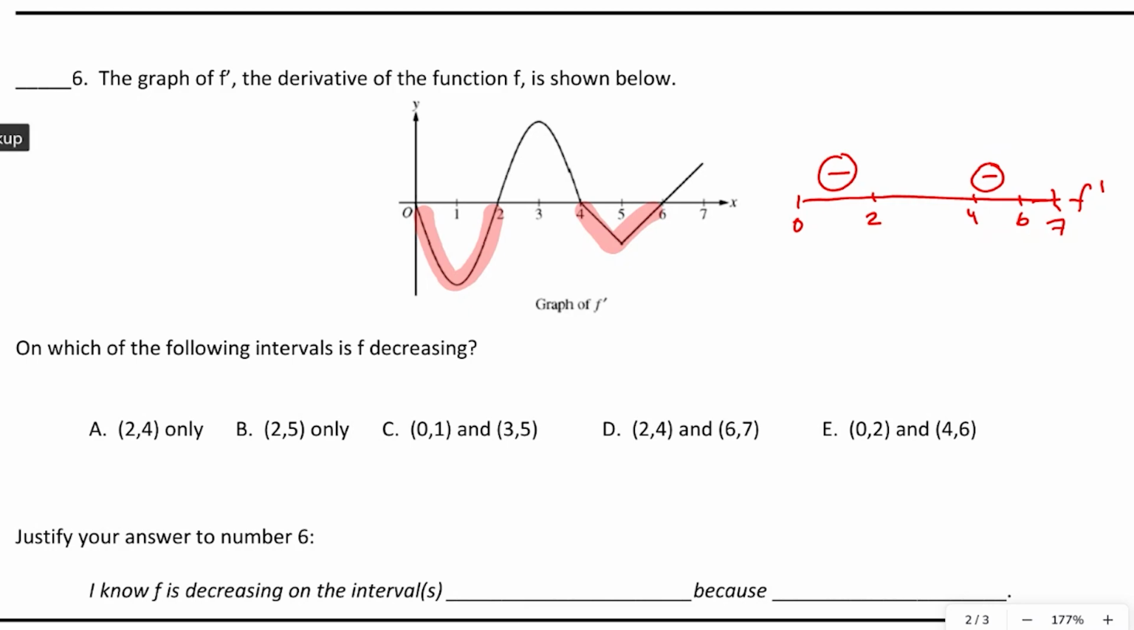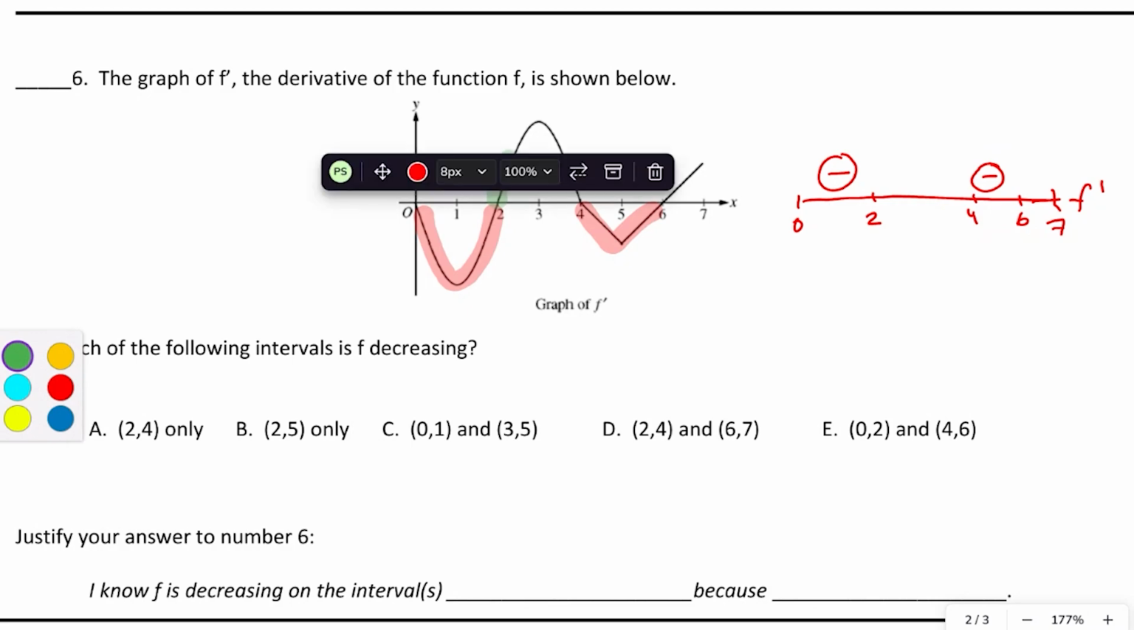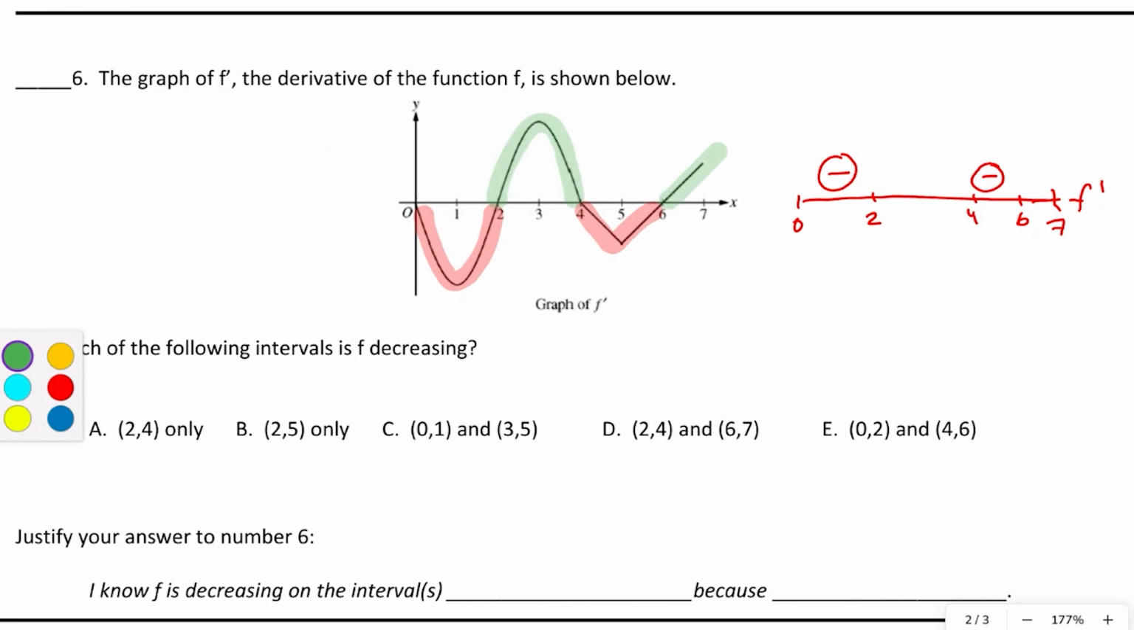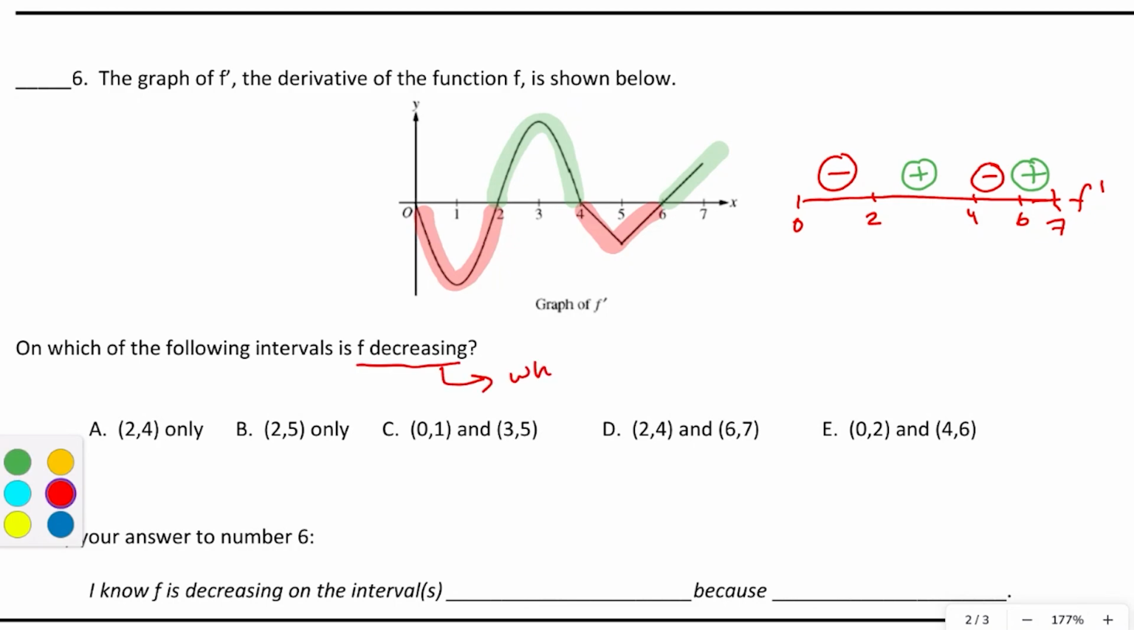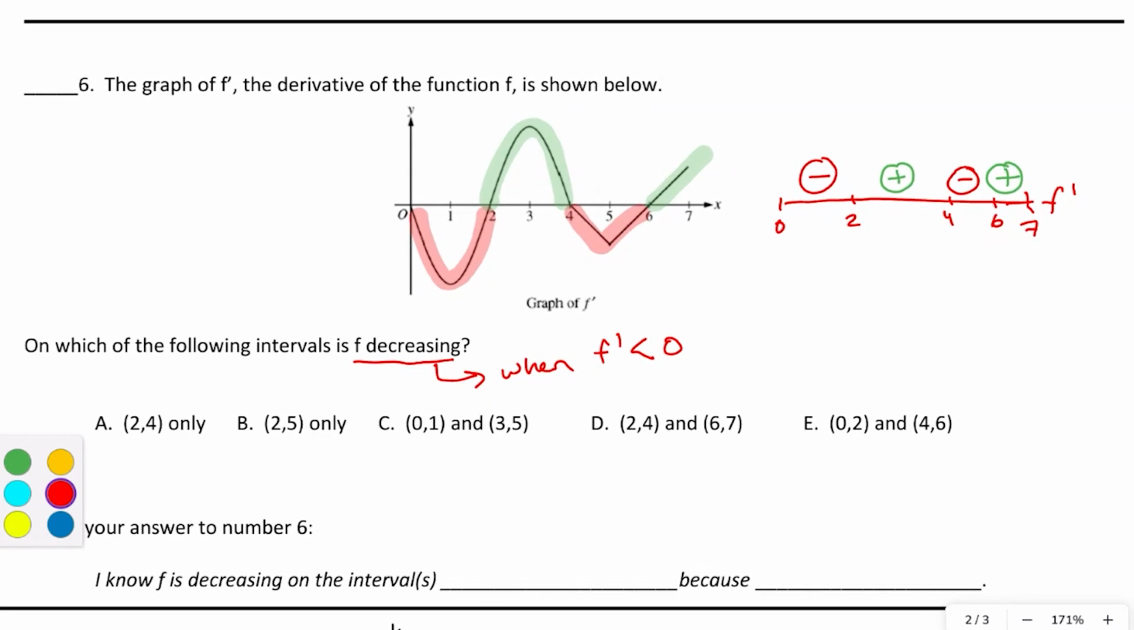We can also see that the slope of f, or the value of f prime, is positive when the graph is above the x-axis. So the slope is going to be positive here and here. And just reinterpreting this graph as a sign chart is going to be helpful when we answer some of these questions. So it says, on which of the following intervals is f decreasing? Well, f is decreasing when f prime is negative. So those are going to be along these red shaded regions between 0 and 2 and 4 and 6, or answer Z.